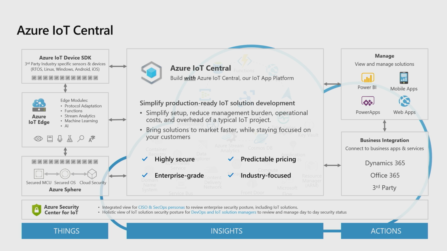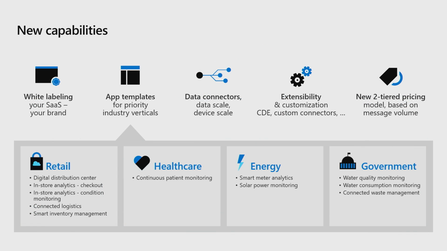Right. Yeah. All right, so I mentioned before the new capabilities. If you went to Ignite, you probably heard of the new capabilities in IoT Central. If you didn't, that's okay, because I'm going to cover them quickly now. You're able to white label, and this is great. You were able to do that before, but I wanted to give that mention out.